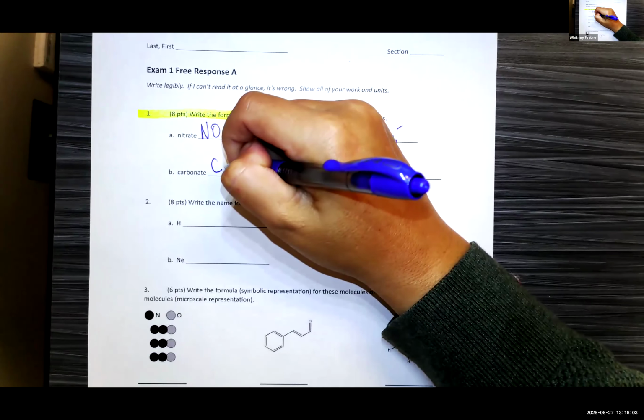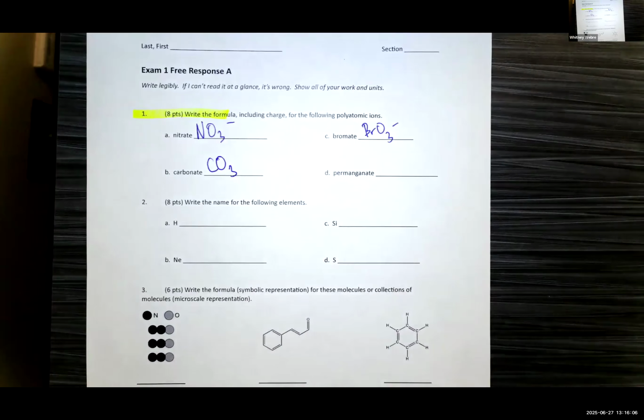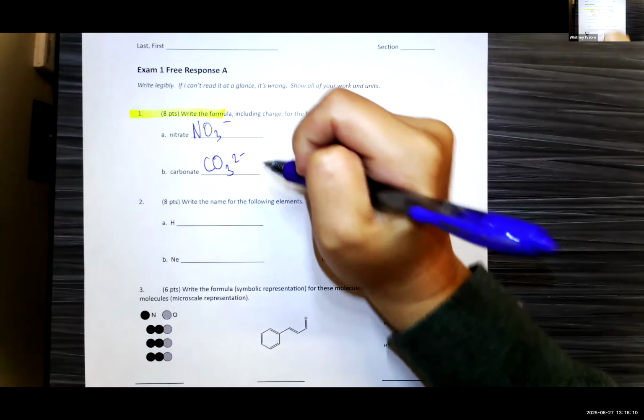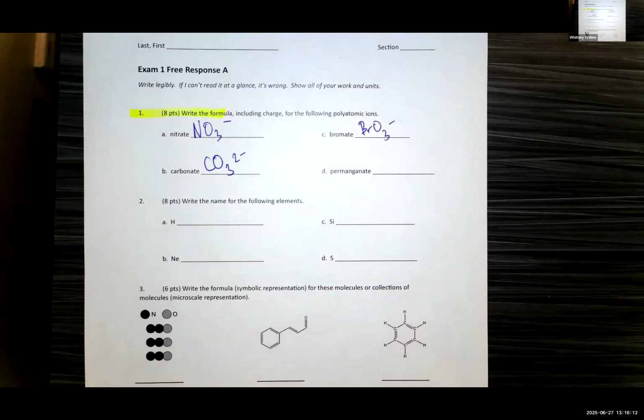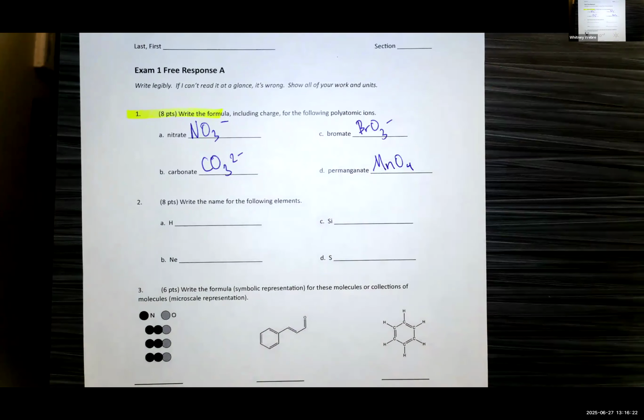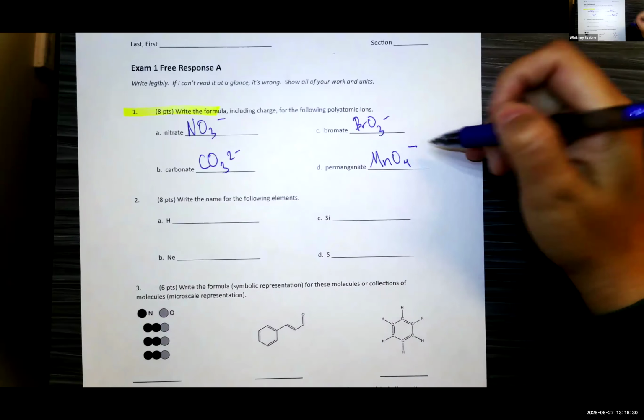That's a CO3. Does anyone remember the charge? That's a 2-. All right. Manganese will be in the next one because it's permanganate. That's an MnO4. What is the charge? Nope, this one's a 1-.